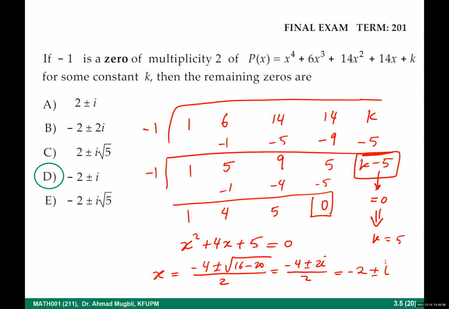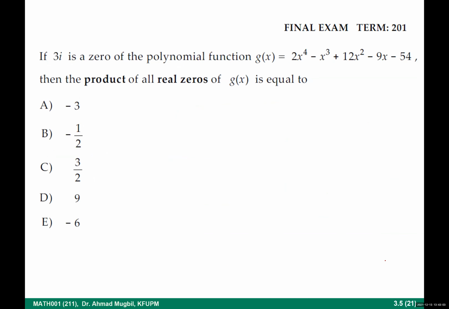Got it, ya shabab? Any question about this? Let's try another one. If 3i is a zero of this polynomial, then the product of all real zeros is. So he is asking about the real zeros, the product of the real zeros. What you will do to solve it? You will divide by what? And negative 3i. Check that the coefficients all are real.